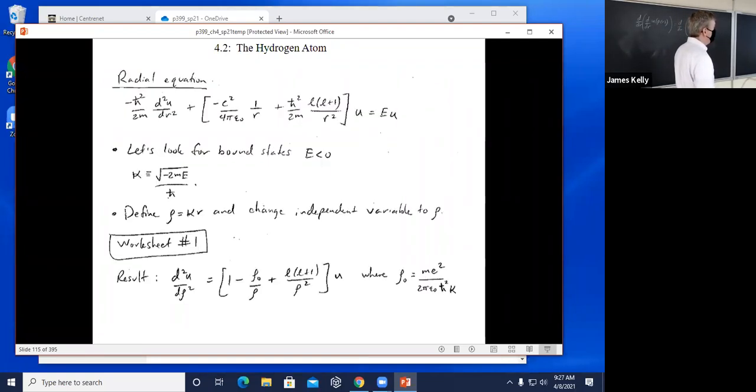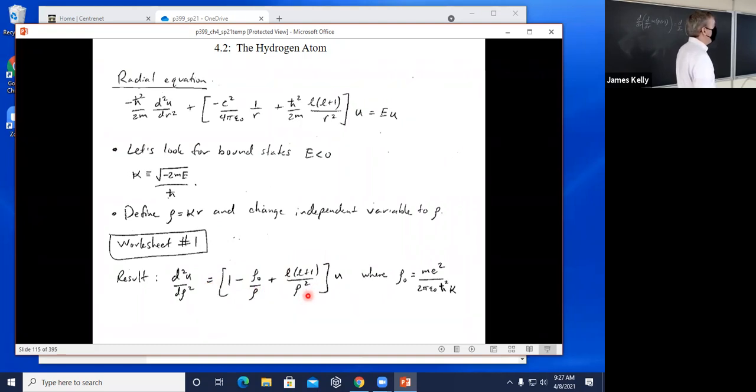Griffiths looks at this differential equation. He says, well, what happens when rho is really small? Okay, rho is proportional to R. So that's like saying, what happens at really small radii? Well, when rho is really small, this term's huge, right? Because I'm dividing by rho squared. So I can ignore these two. And then I get a very simple differential equation.